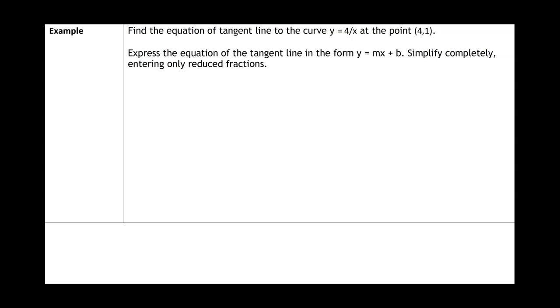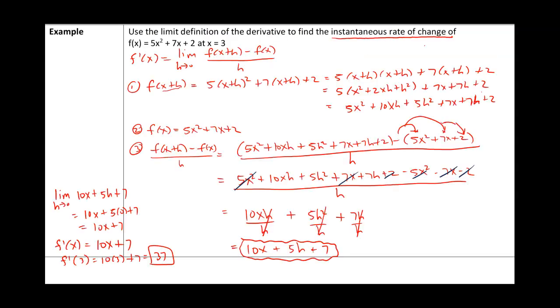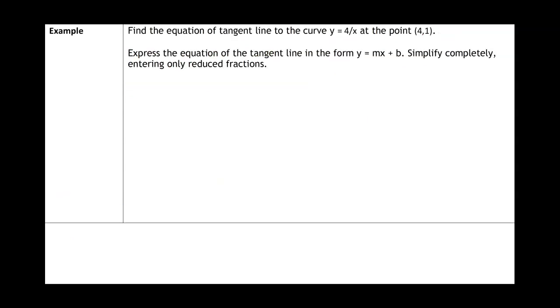Okay, here's another one. It says find the equation of the tangent line to the curve y equals 4 over x at the point (4, 1). And then we want to express the equation of the tangent line in the form of y equals mx plus b. So we're taking this one step further. So far we only found the slope, but now we also want to find the equation of the tangent line in the form of y equals mx plus b.